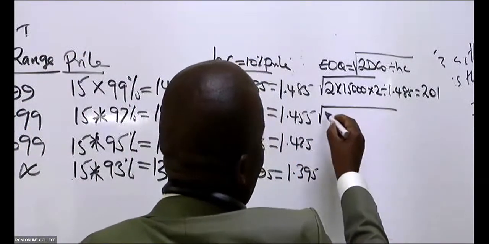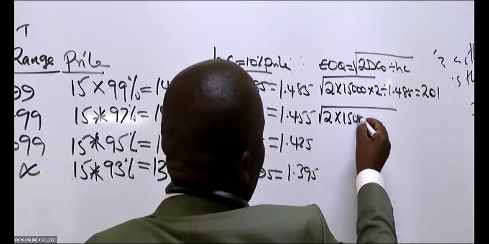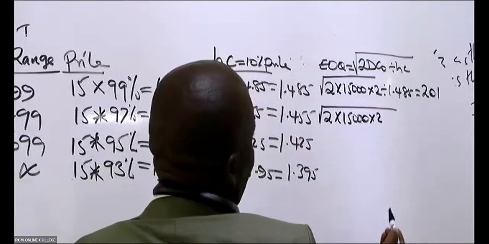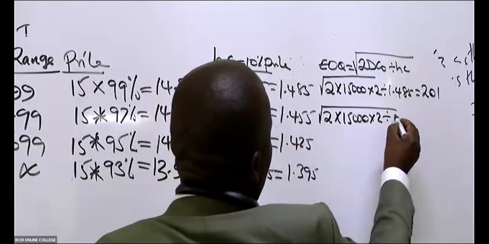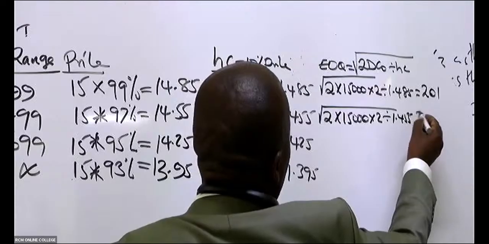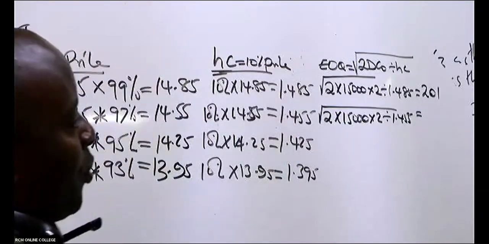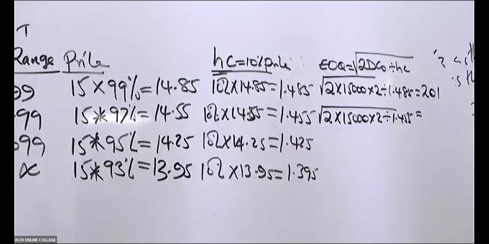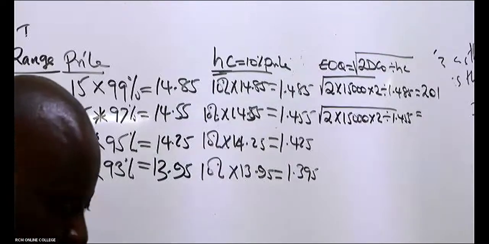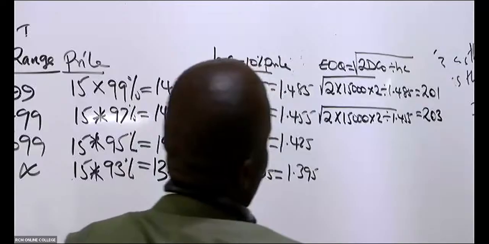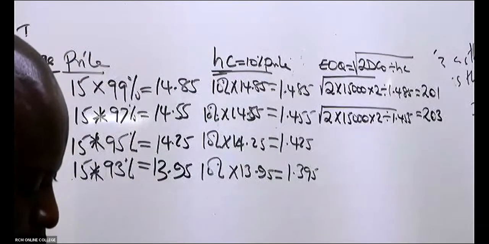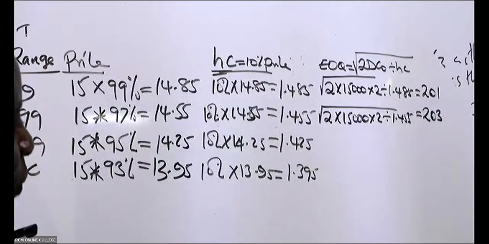Yeah, my good students. It will be 2 times 15,000 times cost per order is 2. You divide this by the holding cost. Holding cost is 1.455. Whatever answer I get, I take the square root of that. According to Irene Onyango, she's getting 203. Thank you so much.